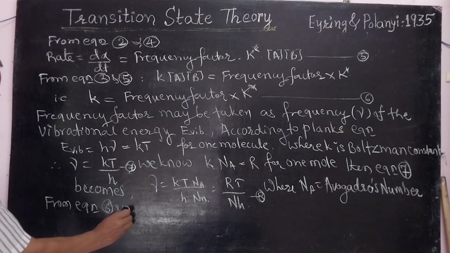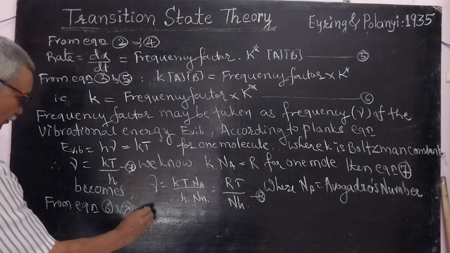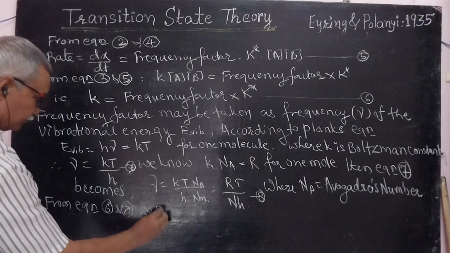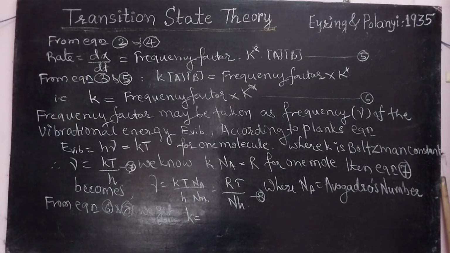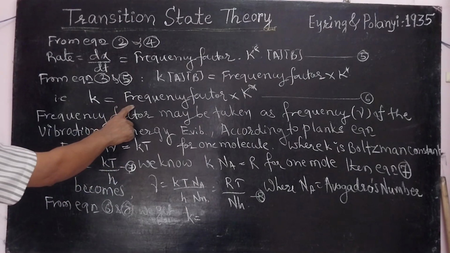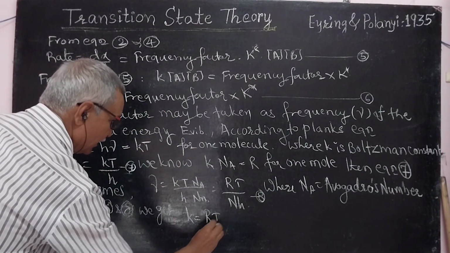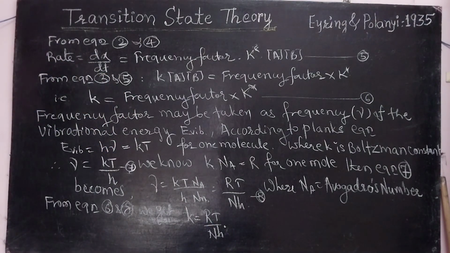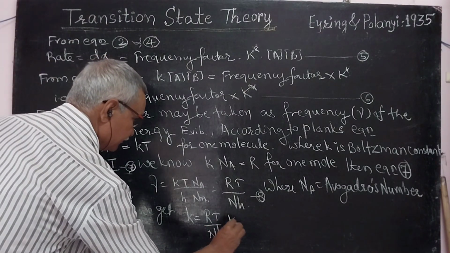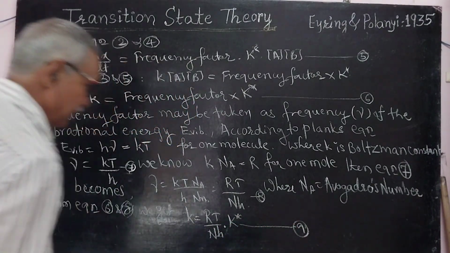From equations 6 and 8, we get k equal to frequency factor, which is equal to nu, that is RT divided by Nh, and K star. So this is equation 9.